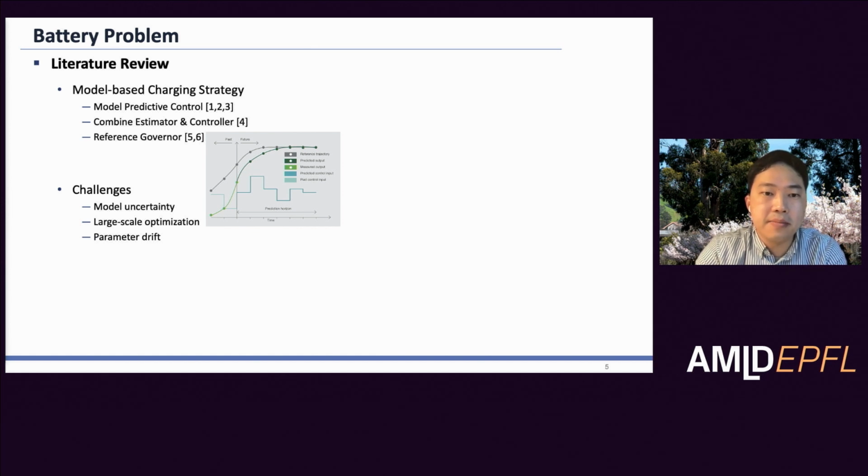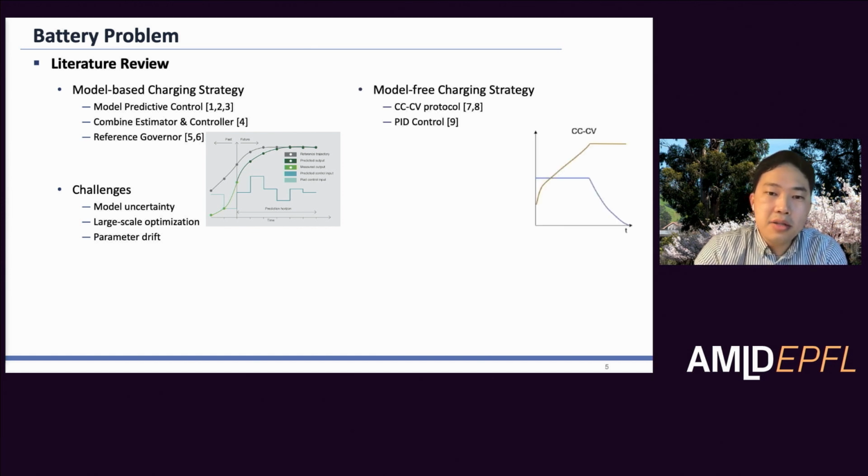On the other side, people have been using, especially experimentally, model-free charging strategies, such as the CCCV protocol. The CCCV protocol, which is commonly used in industry, sets a constant current level, and once it reaches the maximum voltage, it keeps the maximum voltage while decreasing the amount of input current. Also, PID control is commonly used as a tuning approach.